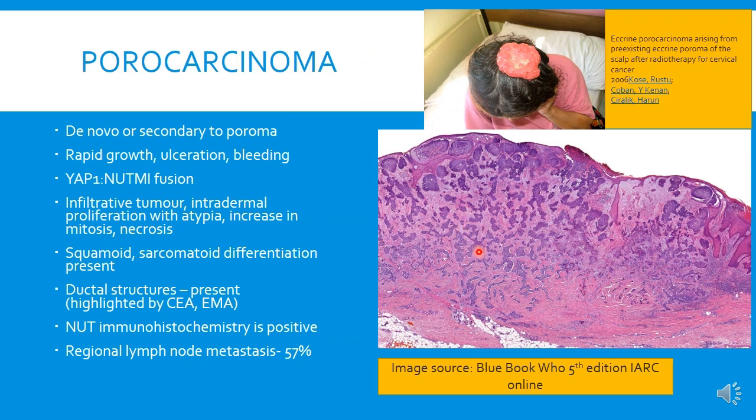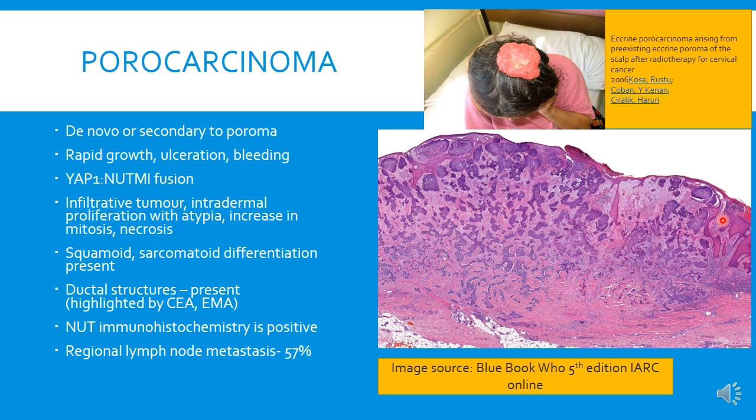We'll move on to the malignant tumors, porocarcinoma, which may present de novo or secondary to poroma. It presents with rapid growth, ulceration, and bleeding. This is from an article that is mentioned here. This is eccrine porocarcinoma arising from a pre-existing eccrine poroma of the scalp after radiotherapy, secondary to radiotherapy.